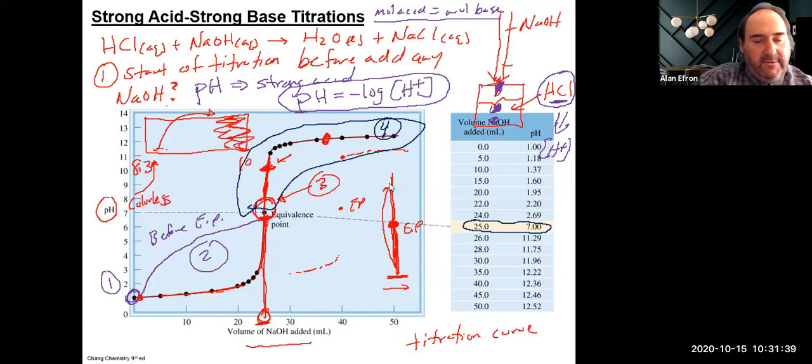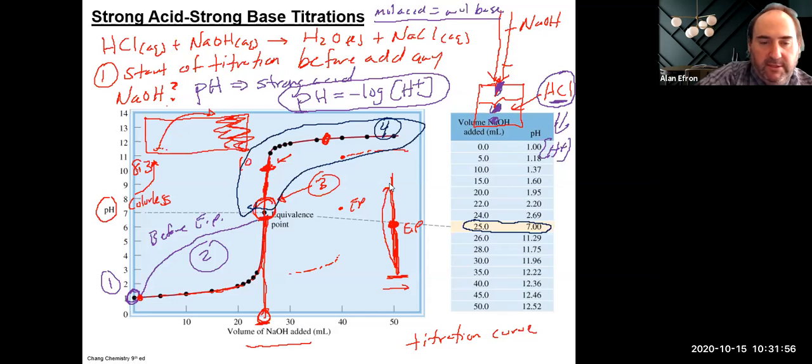If I'm really not happy with you guys, I suppose I could ask you to calculate 400 titration points. No, I'm just kidding. But you should be able to calculate the pH anywhere along the way in this type of titration.